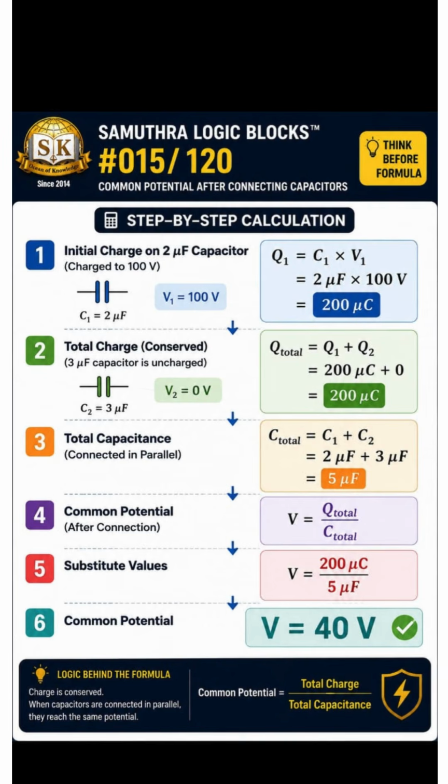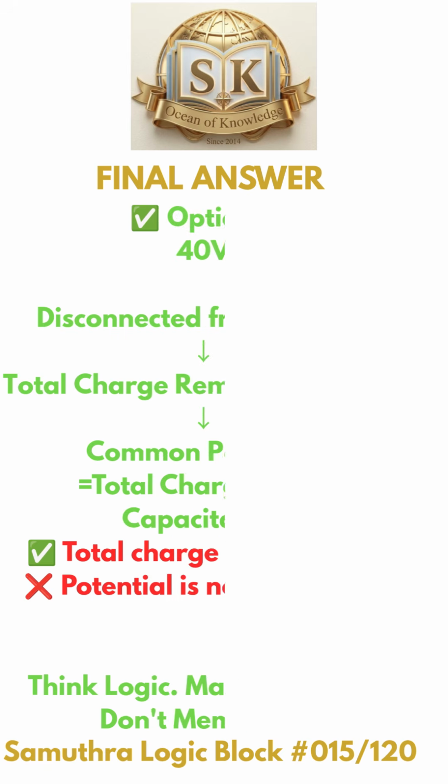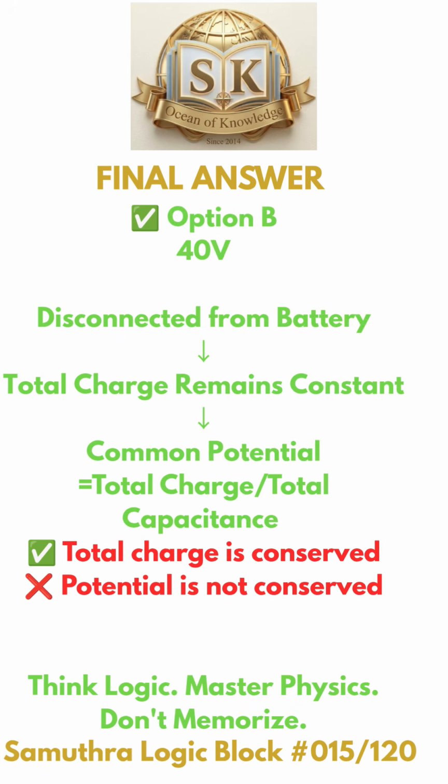Also, the capacitors are connected in parallel, so the equivalent capacitance is 5 microfarad. Then the common potential equals Q total divided by C total. The final answer is 40 volt. So the final answer is option B, 40 volt.